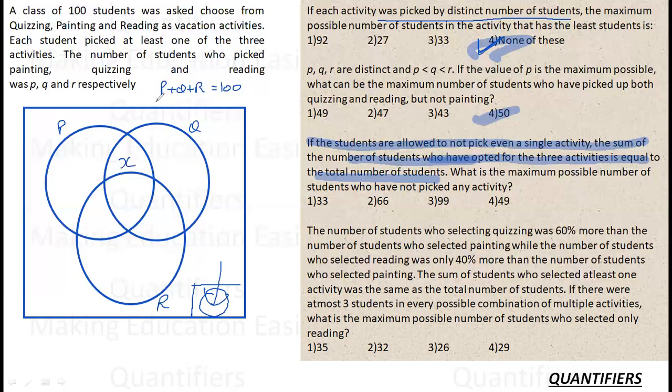Now my P also has X student, Q also has X student, but R does not have any student. Which means that here also I'm not maximizing my variables. Now, what did we learn in the first question?